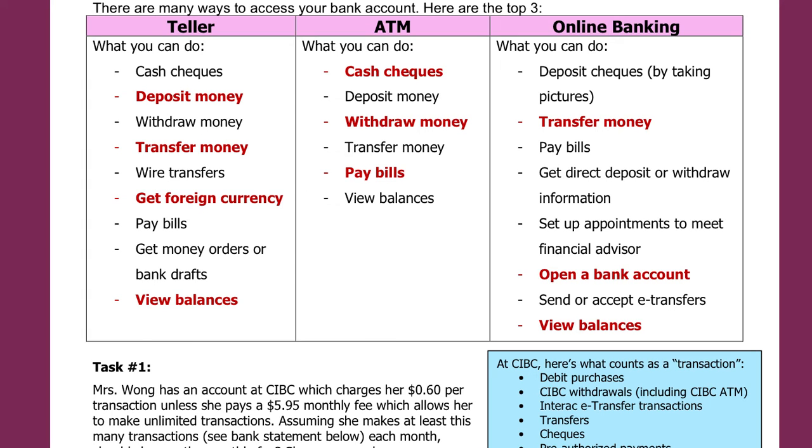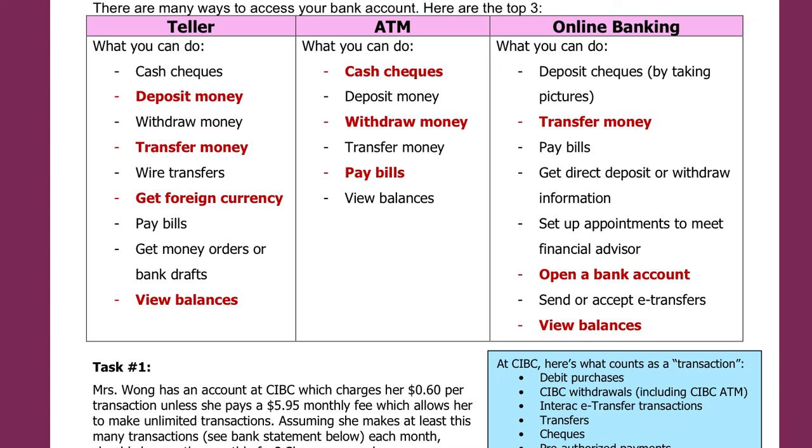You can make wire transfers. You can get foreign currency. You can pay bills. You can get money orders or bank drafts, and you can view balances. Those are, again, just some examples. The list goes on. There are many more things you can do, but these are the common things that you can do. At an ATM, so that's, again, a bank machine, some things that you can do are cash checks, deposit money, withdraw money, transfer money, pay bills, and view your balances.